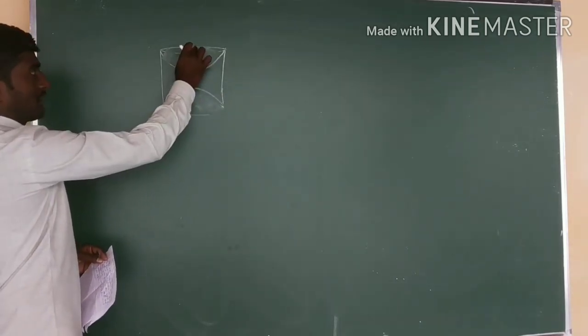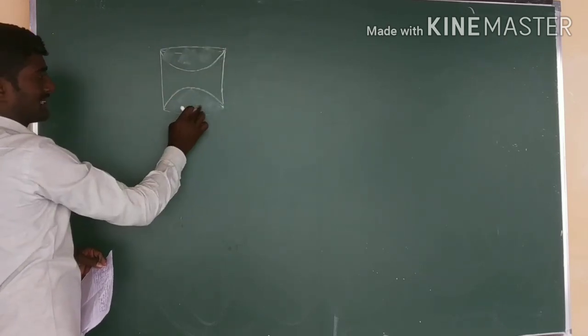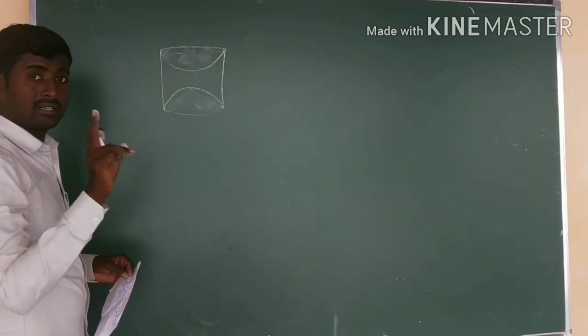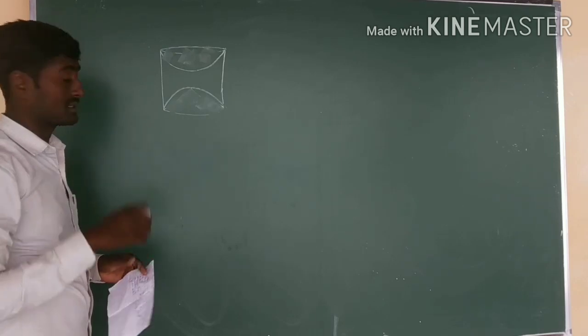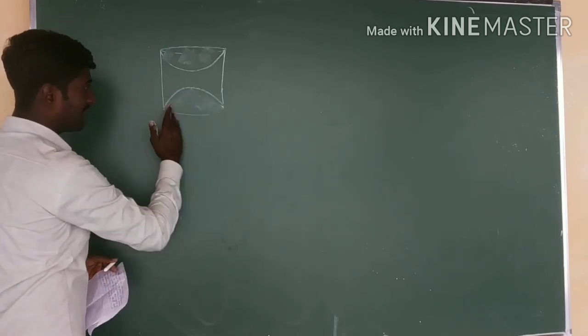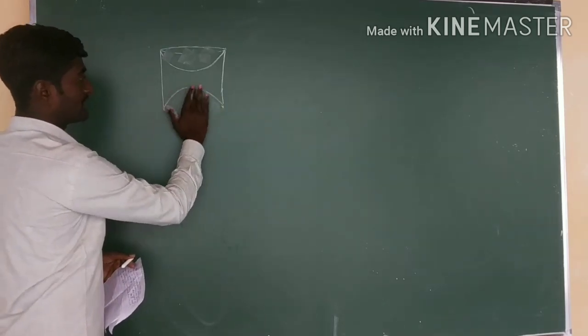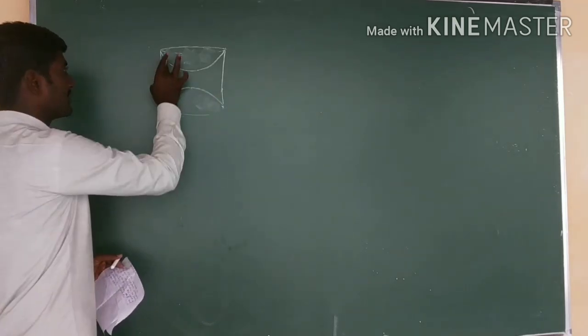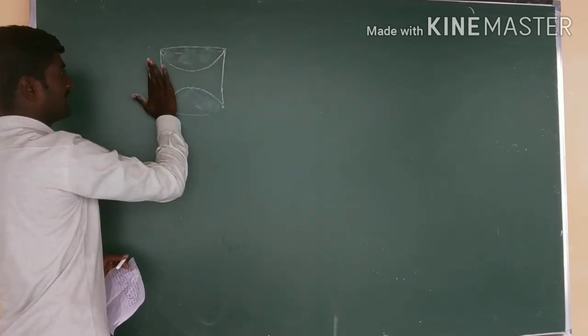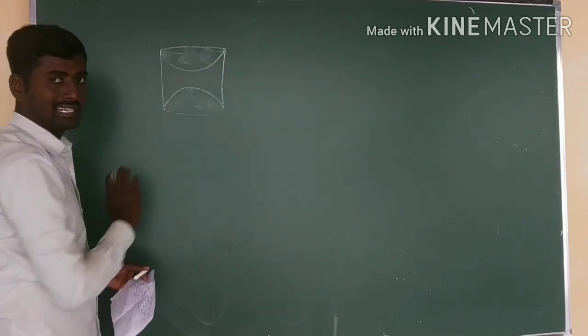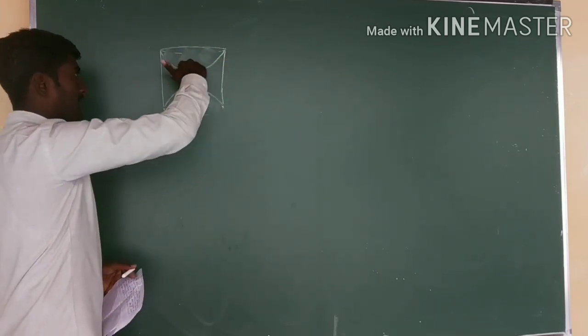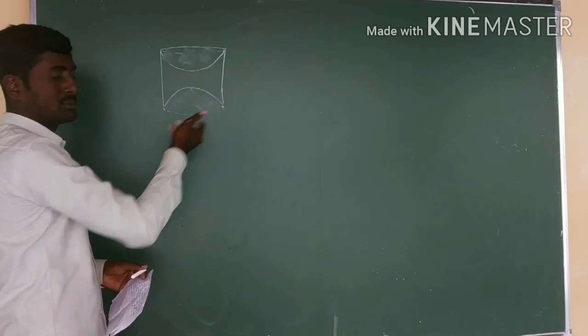So this top circular face is removed. The circular base is also removed. But extra surface area comes. This area I can touch. The CSA of the hemisphere will come, here also the CSA of the hemisphere. I can touch the curved surface area of the cylinder, and the curved surface area of these two hemispheres.